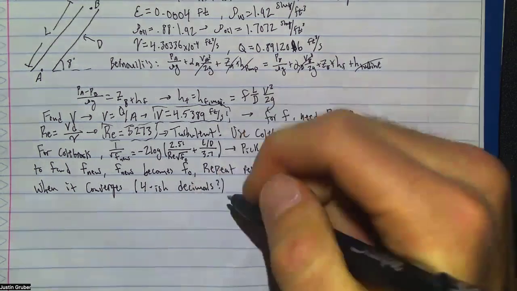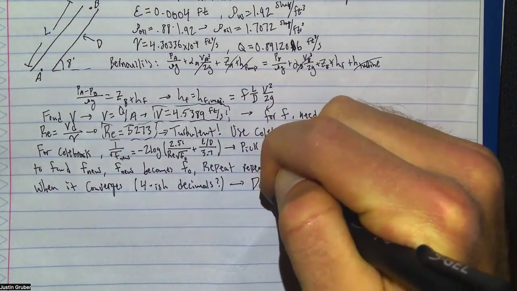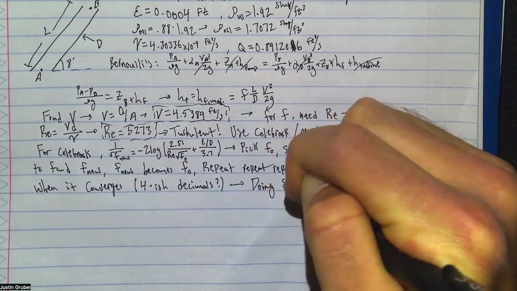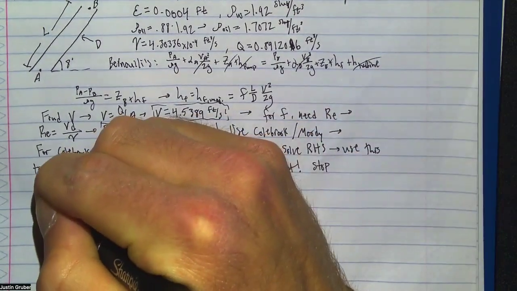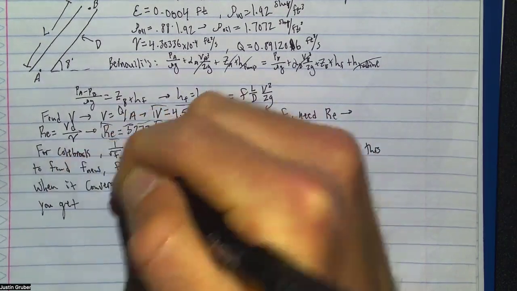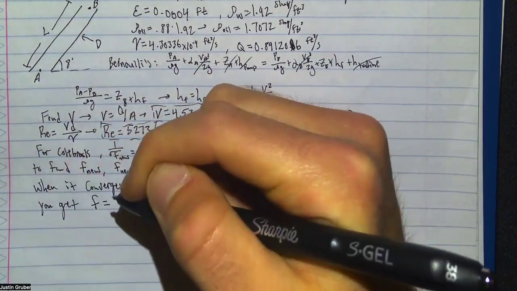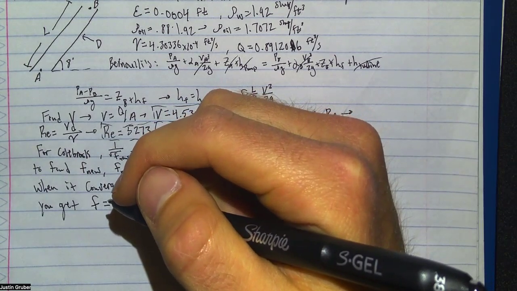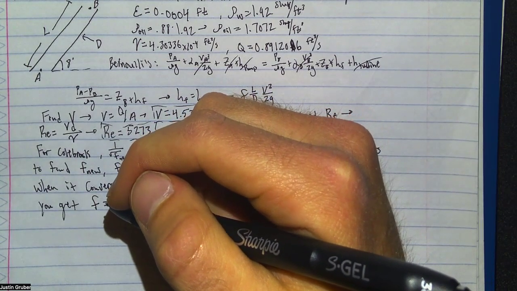But anyway, doing so, you get F equals 0.03773.